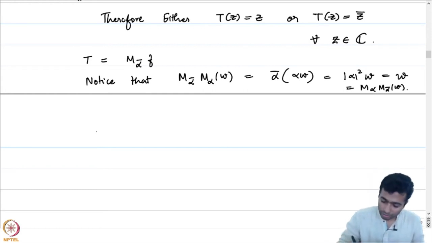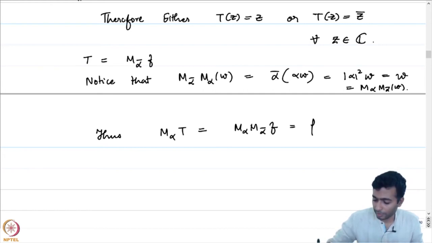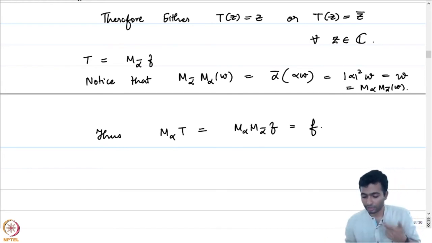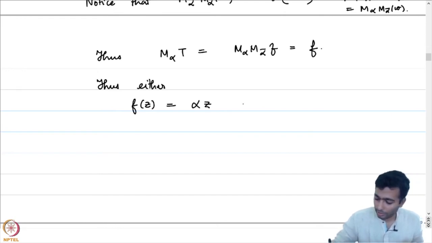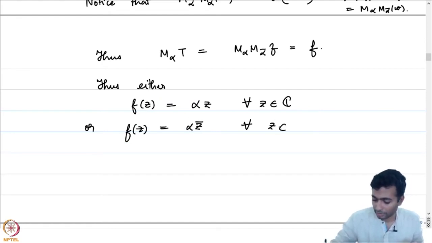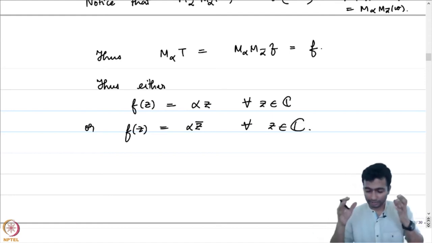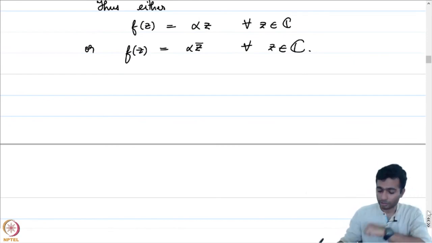And thus, M alpha of T is equal to M alpha bar F, which turns out to be equal to F. So, we know exactly what F is. We have recovered what F is by composing our linear map T with M alpha. We know exactly what our possibilities for the map T are. Thus, either f(z) is equal to alpha times z for all z in C, or f(z) is equal to alpha times z bar for all z in C. So, we have essentially pinpointed what the isometries of the complex plane will be if it fixes the origin.